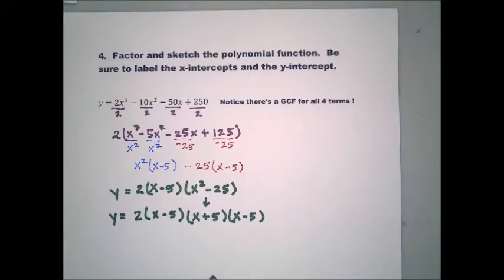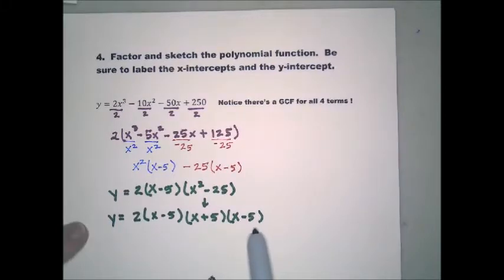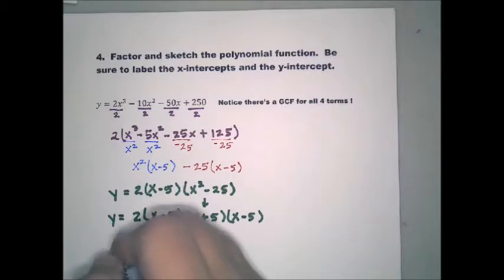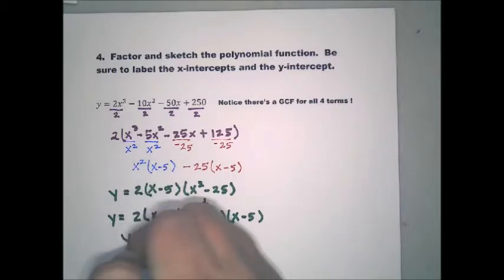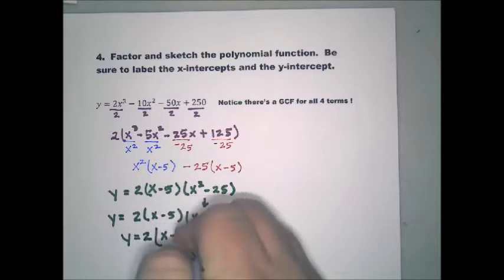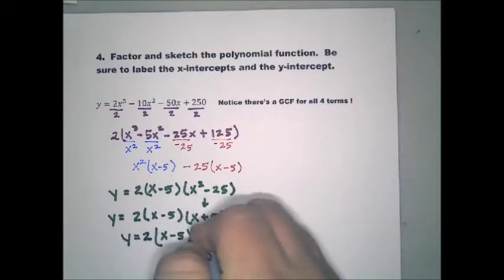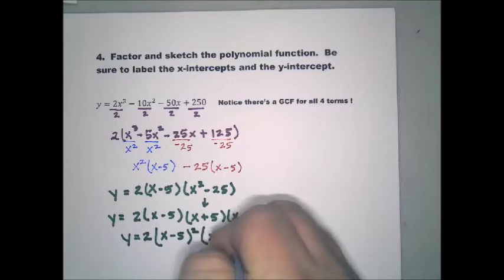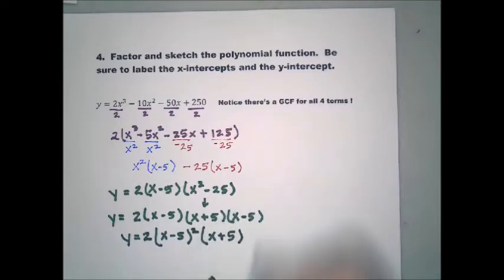I can clean it up just a little bit more because 2 of the factors are x minus 5. So I can rewrite it as y equals 2 times x minus 5 squared times x plus 5. So there's the equation in its fully factored form.